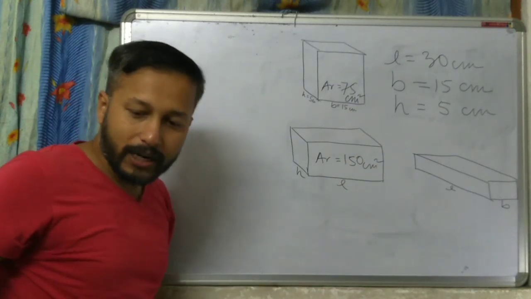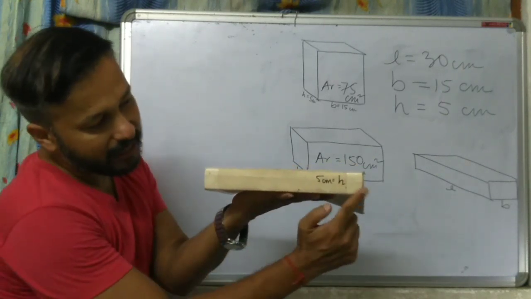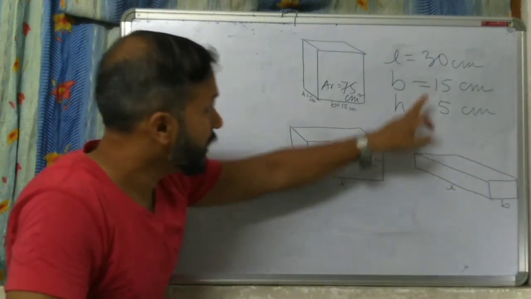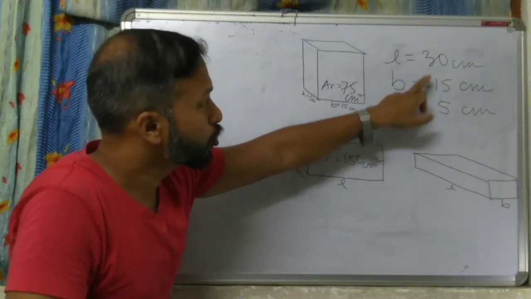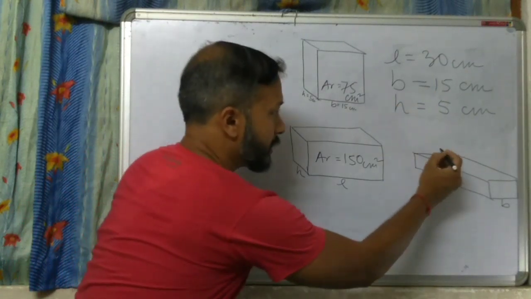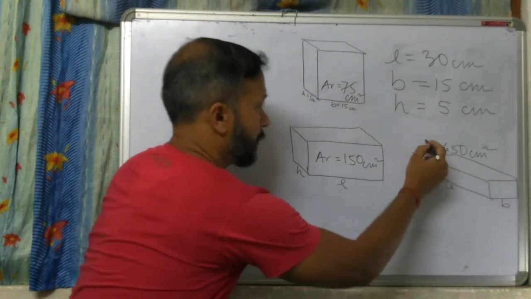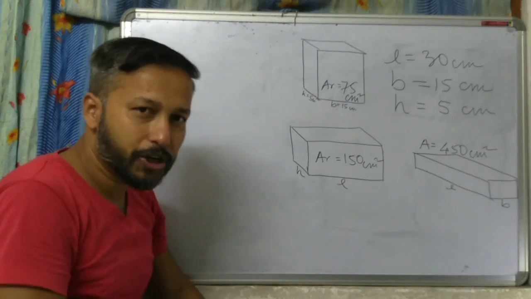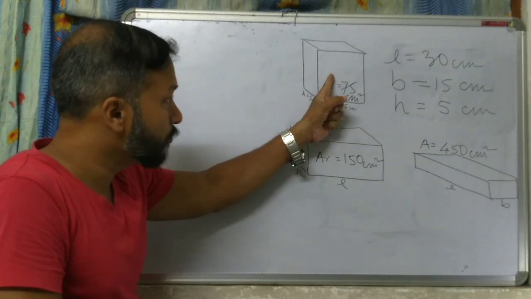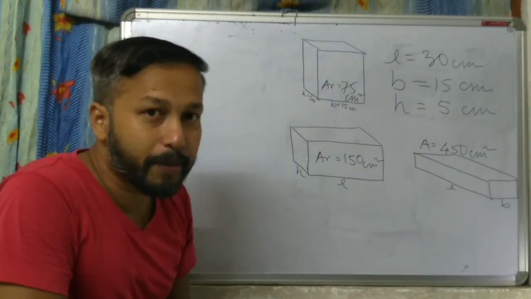Fine. And when you are keeping your book this way, then its length and breadth are in touch. What is the length and breadth? Length is 30, breadth is 15. So 30 into 15, 450 centimeter square. So its area equal to 450 centimeter square. Understood? Now we have to see, when you are placing this way and this way, what is the pressure exerted by this book?